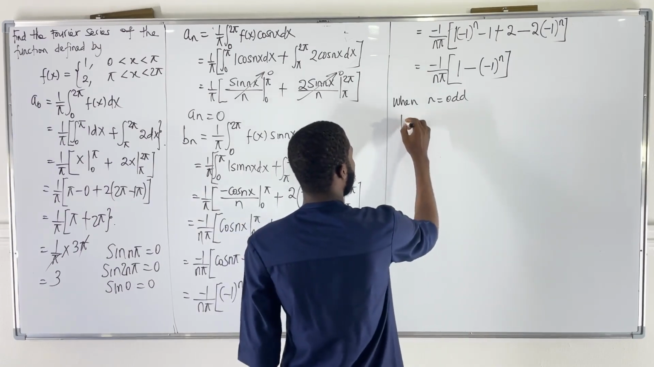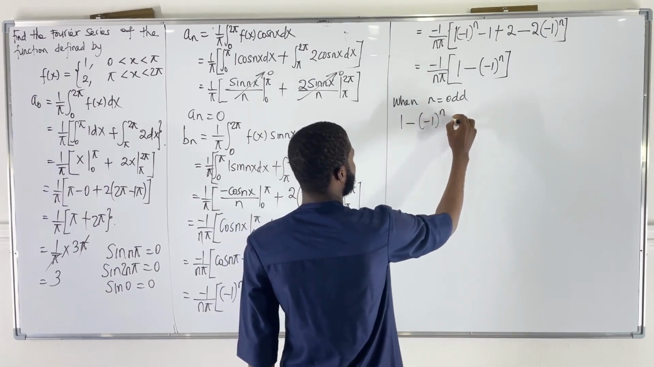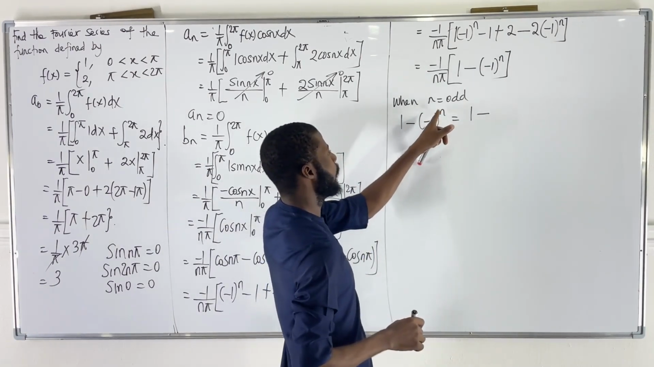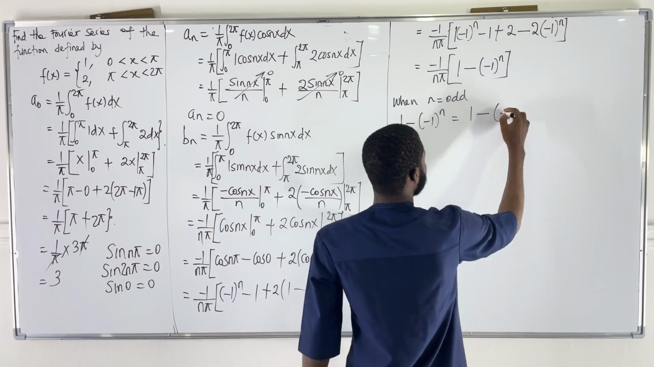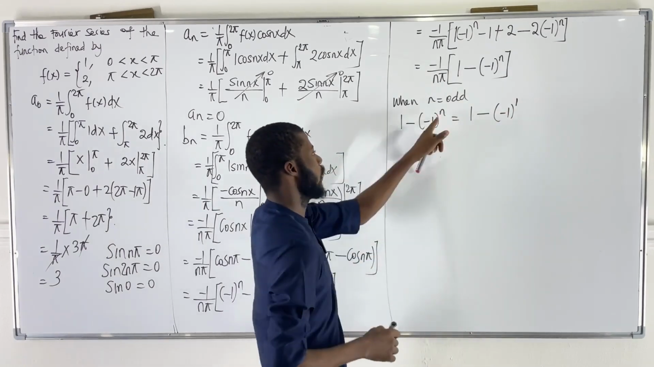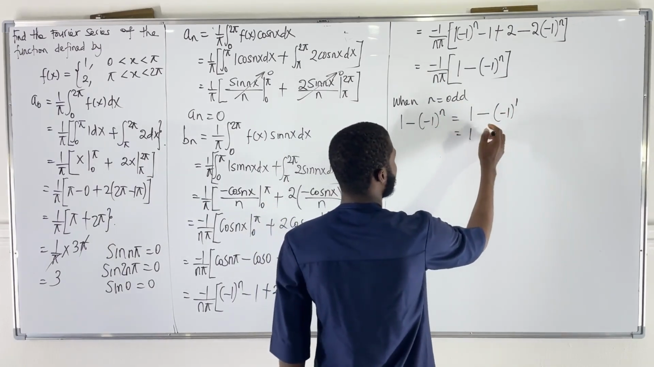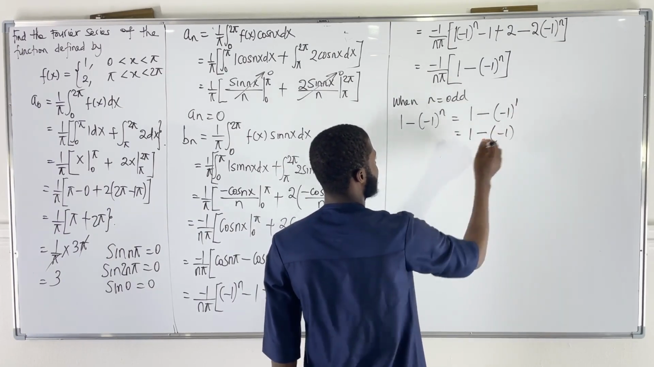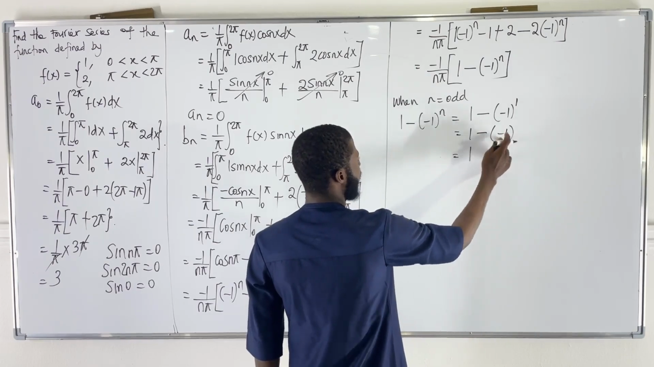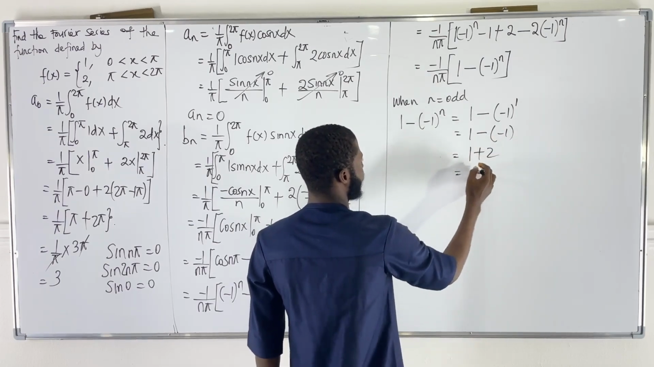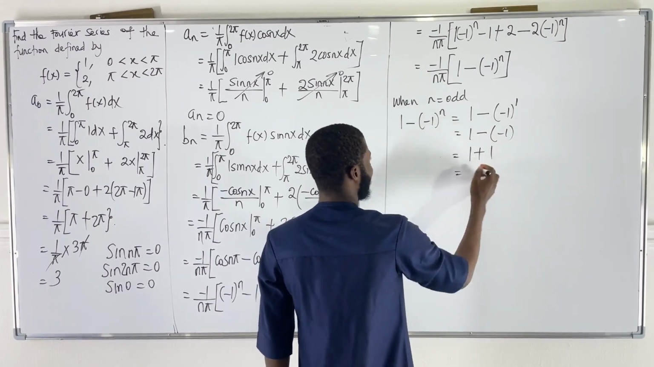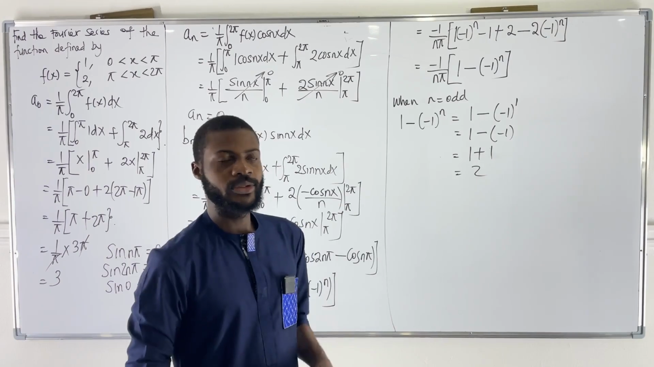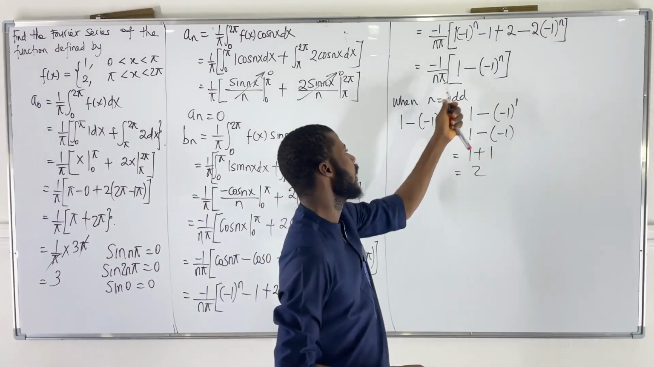So this is 1 minus (-1) to the power of n. Now, if we're going to pick an odd value, let's say the power of 1, because 1 is odd. So this is 1 minus (-1), because anything raised to the power of 1 is that same thing. So this is 1 minus minus is plus, plus 1. And then this will be 2. So this will become the value of this bracket when n is odd.